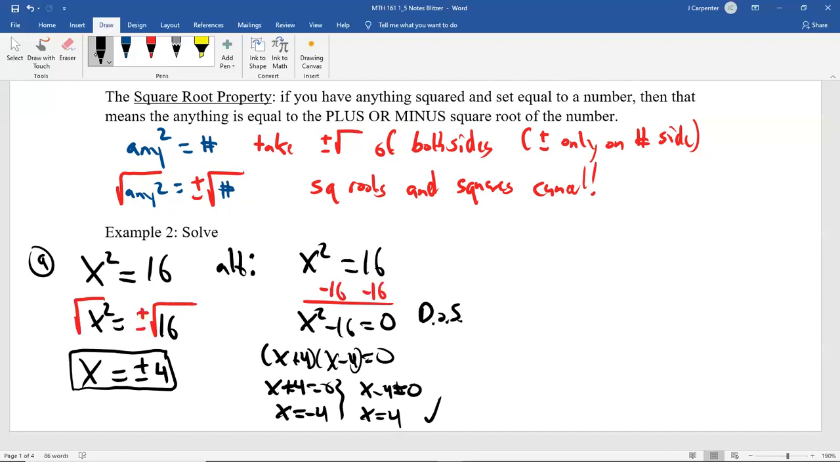Now you might be thinking, all right, well, I don't need this plus or minus jazz. I'm just going to always solve by factoring. No, you're not, because guess what? That number does not always have to be a perfect square root. Spoiler alert.